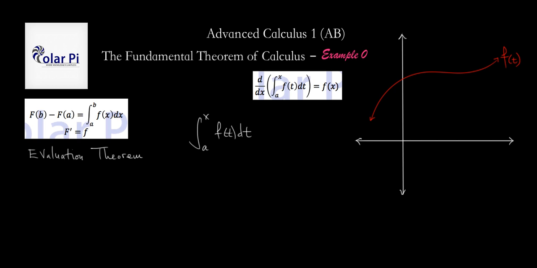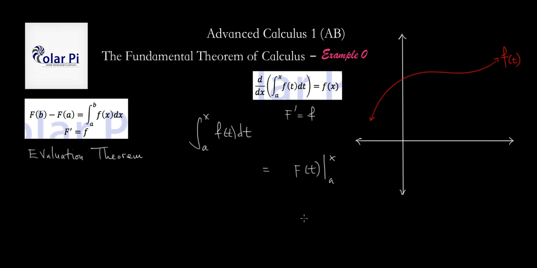oftentimes, like the evaluation theorem, there's a small statement that accompanies the fundamental theorem of calculus. And it's the same small statement as the evaluation theorem, which is that capital F prime is equal to little f. Notice that this statement is equivalent to saying that the integral of little f is equal to capital F, right? That's what that's saying. So then I know that this here is equal to capital F of t evaluated at a and x.